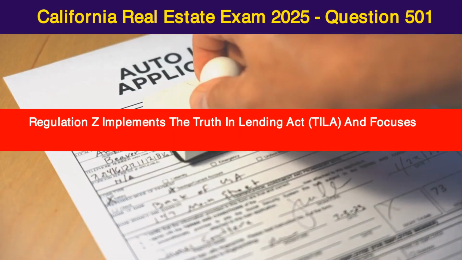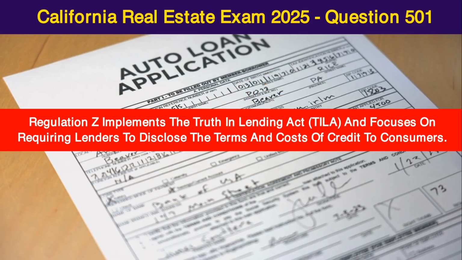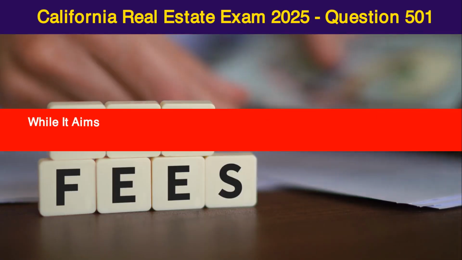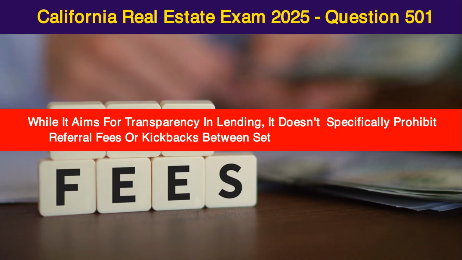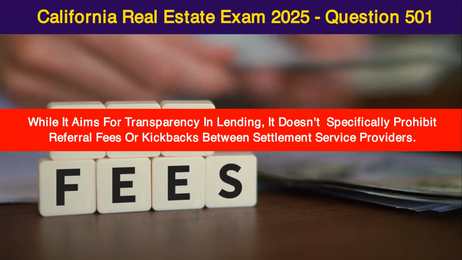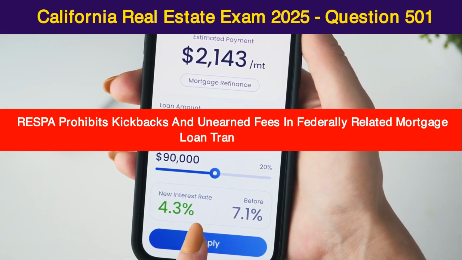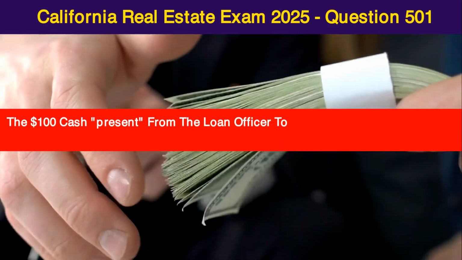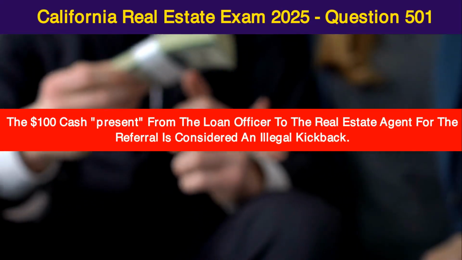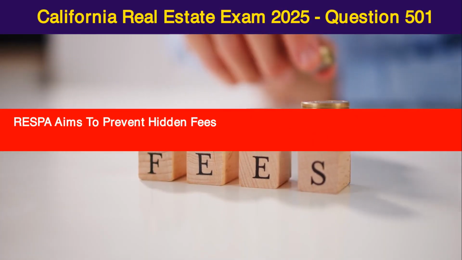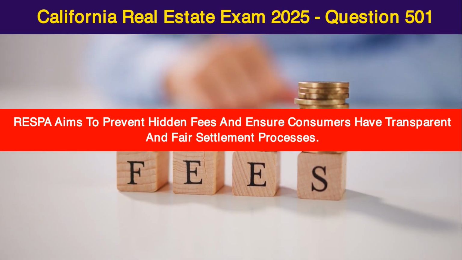Regulation Z implements the Truth in Lending Act, TILA, and focuses on requiring lenders to disclose the terms and costs of credit to consumers. While it aims for transparency in lending, it doesn't specifically prohibit referral fees or kickbacks between settlement service providers. RESPA prohibits kickbacks and unearned fees in federally related mortgage loan transactions. The $100 cash present from the loan officer to the real estate agent for the referral is considered an illegal kickback. RESPA aims to prevent hidden fees and ensure consumers have transparent and fair settlement processes.